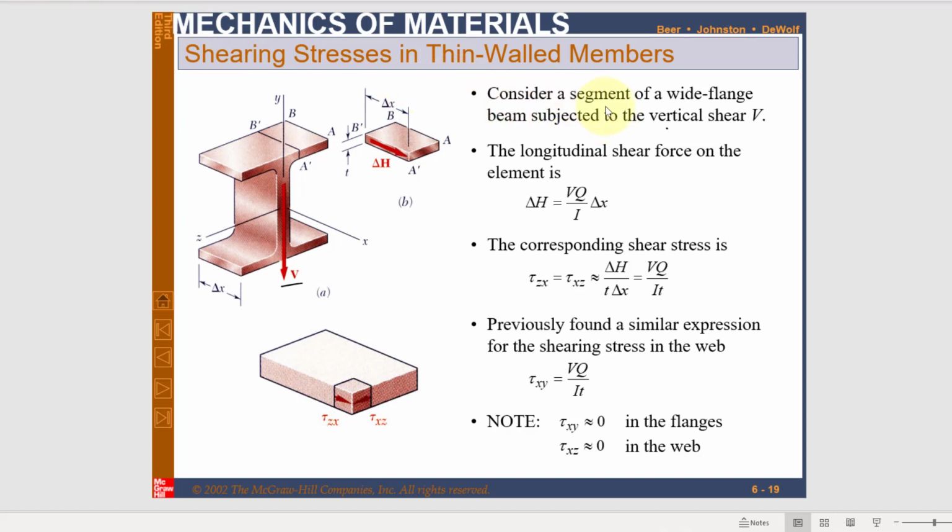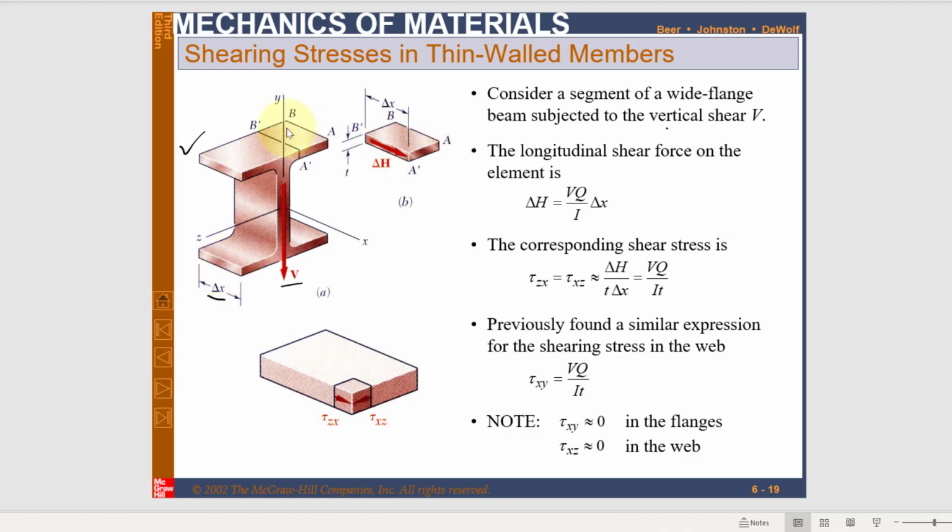So consider a segment of wide flange beam subjected to vertical shear V. You can see this is a wide flange beam and that is subjected to a vertical shear force V. The longitudinal direction is X, the vertical direction is Y and the transverse direction is Z. And the width of this thin wall beam is delta X.